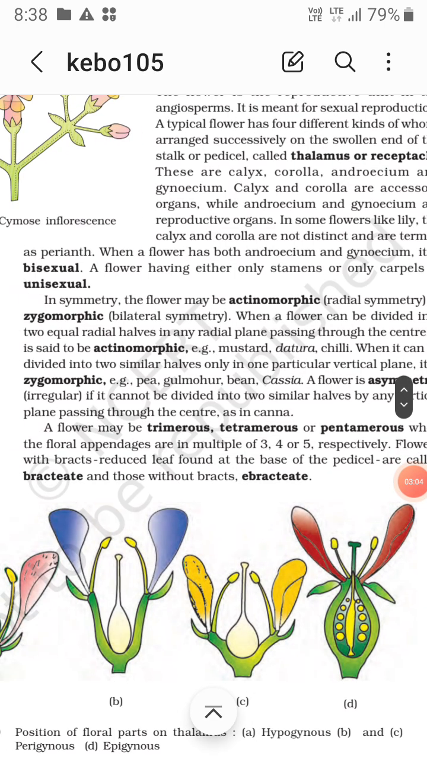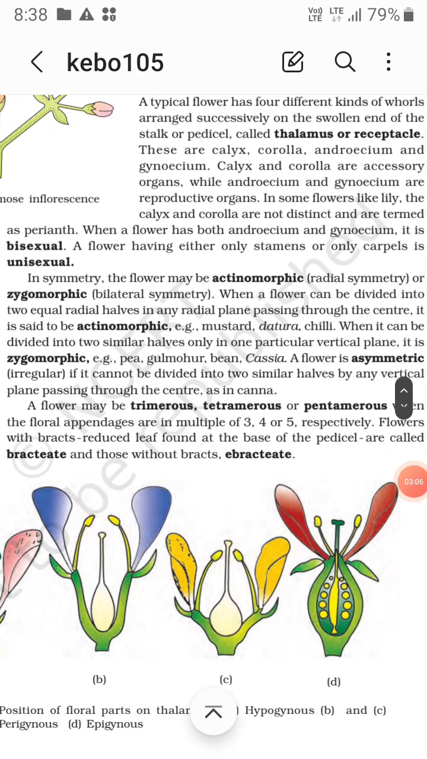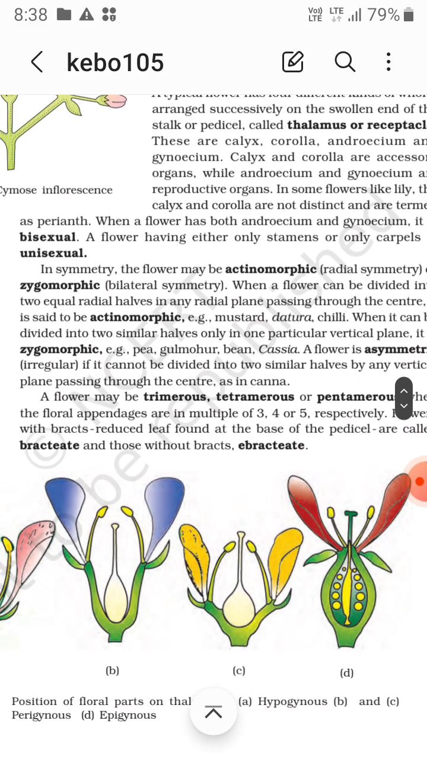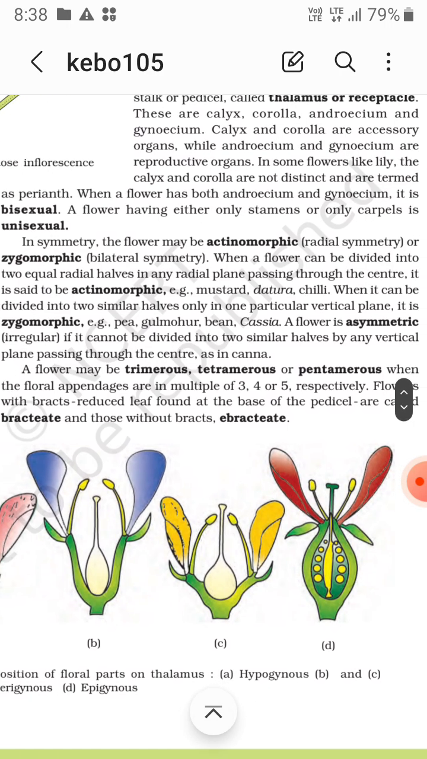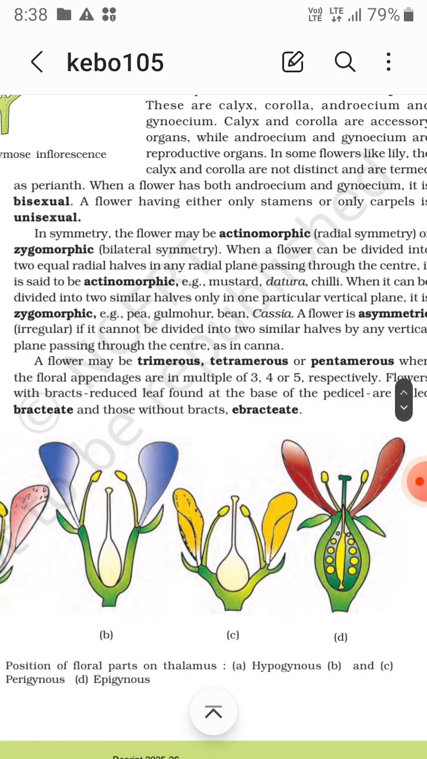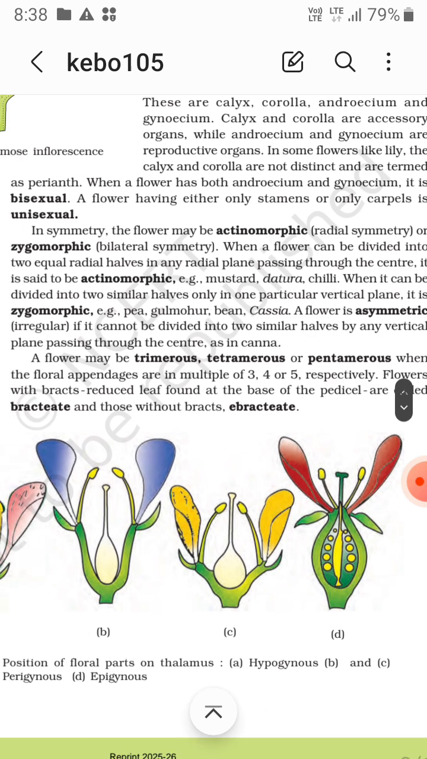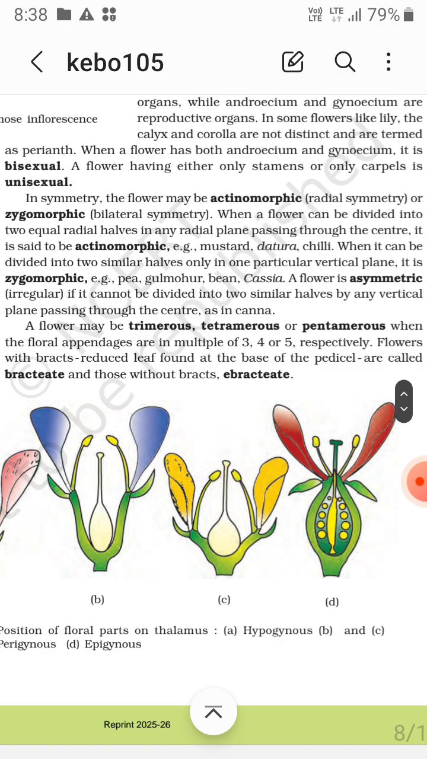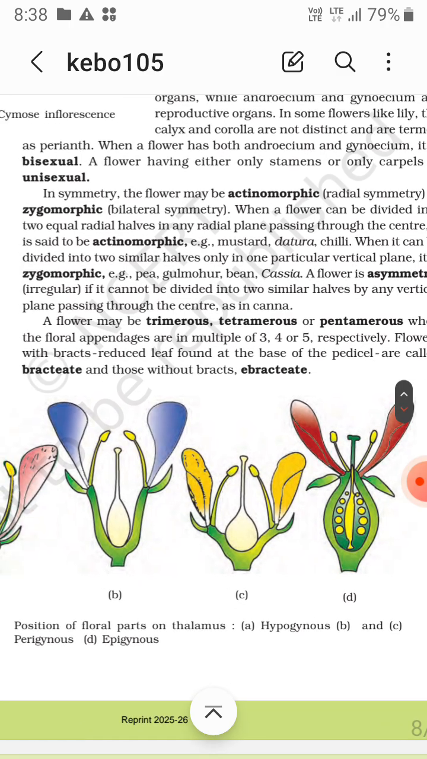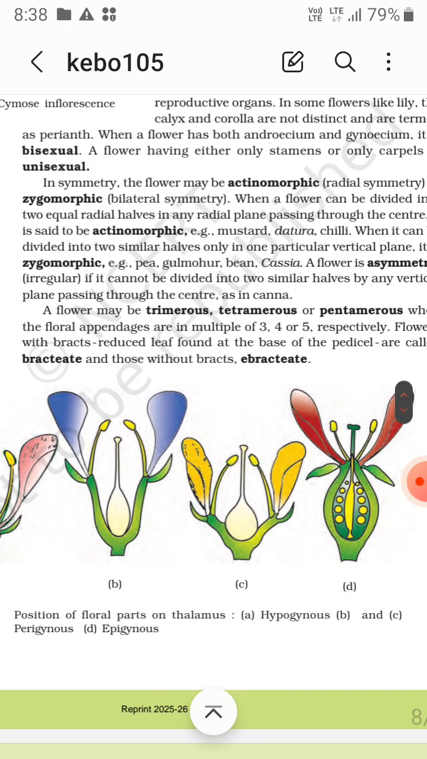When a flower can be divided into two equal radial halves in any radial plane passing through the center, it is said to be actinomorphic. Mustard, datura, chili are the examples. When it can be divided into two similar halves only in one particular plane, it is zygomorphic, as in pea, bean, cassia and gulmohur. And a flower is asymmetric, that is irregular, if it cannot be divided into two similar halves by any vertical plane passing through the center, as in canna.